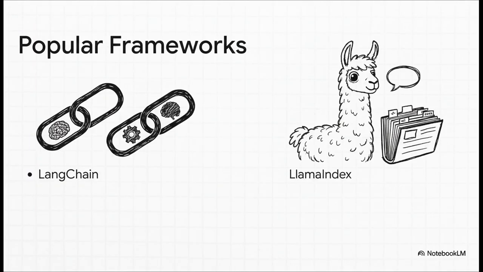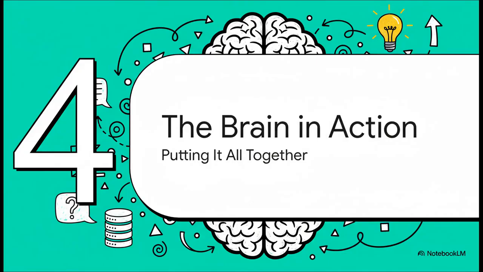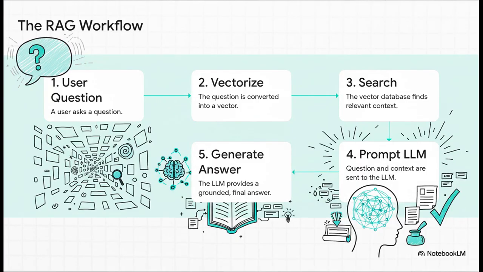And the 2 biggest names you're going to hear about for building these connections are LangChain and LlamaIndex. They give you all the tools and the pre-built pipelines to make orchestrating all these different moving parts much, much easier. Okay, so we have our 3 core pieces. Now, let's put it all together and actually watch this brain work. We'll see what happens from the moment a user asks a question to the moment they get back a really smart, context-aware answer. All right, let's walk through the whole workflow.